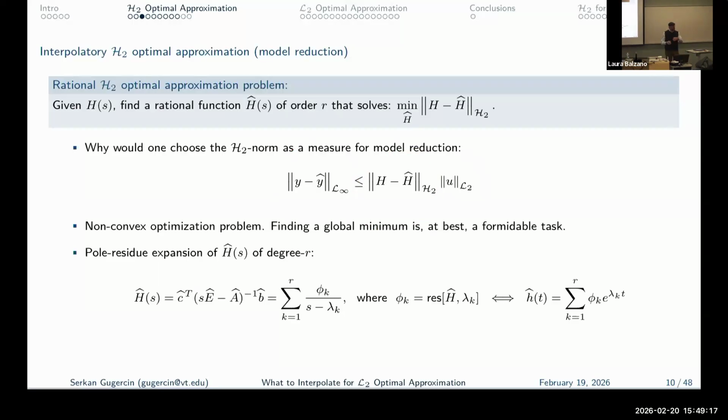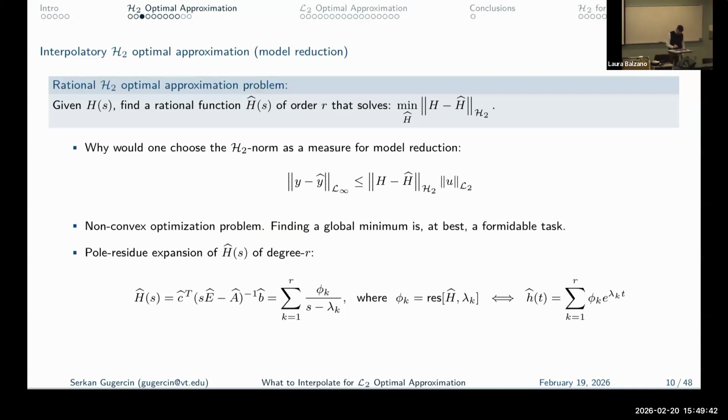Indeed, for single input, multiple output, or multiple input, single output systems, this H2 norm is an induced norm of the underlying convolution operator. Not for the multi-input, multi-output case; the upper bound always holds, but for single input, multiple output, multiple input, single output, or single input, single output, the H2 norm is the L infinity induced norm of the underlying convolution operator. So there's a direct link for model reduction.